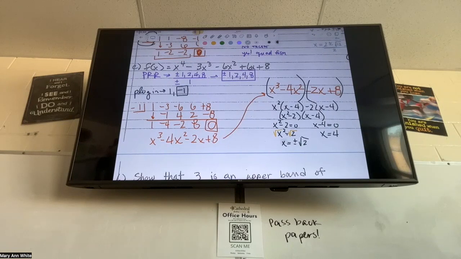Now my zeros here are -1, plus or minus root 2 and 4. I know, your brain's about to explode.